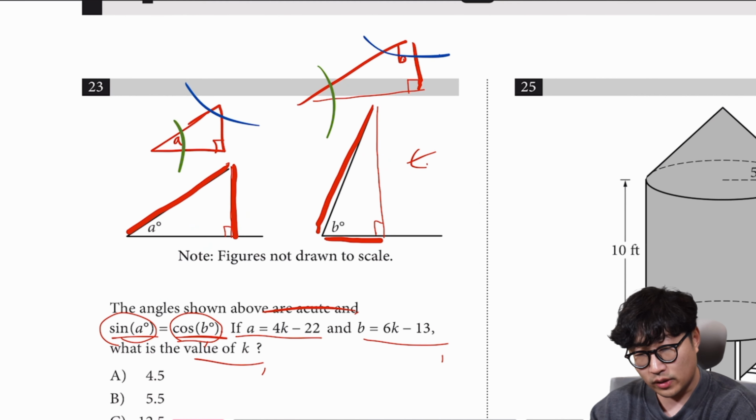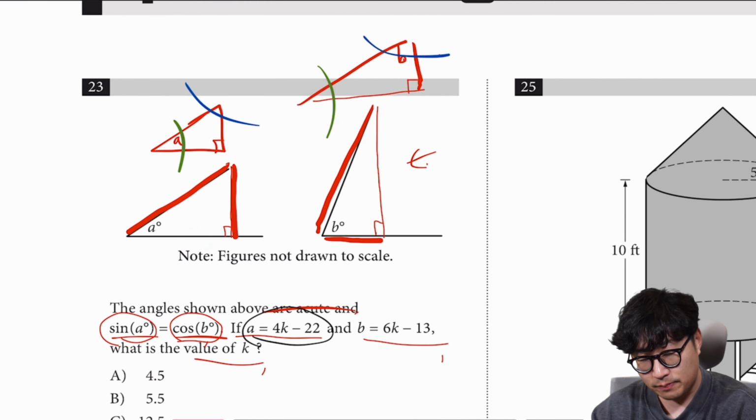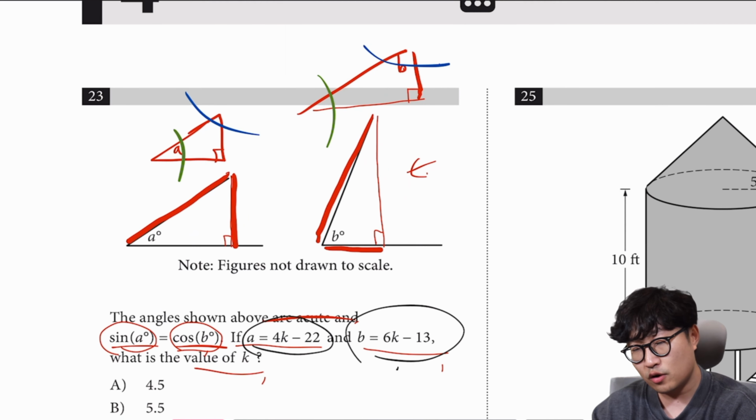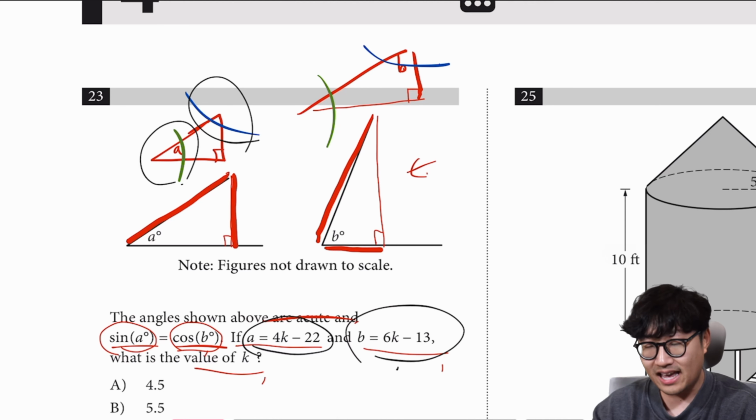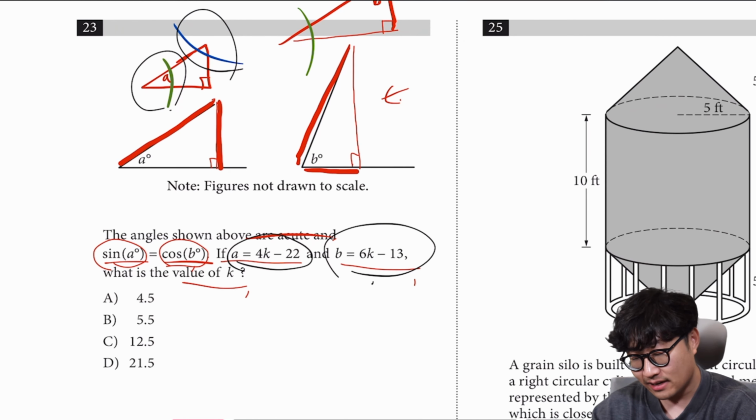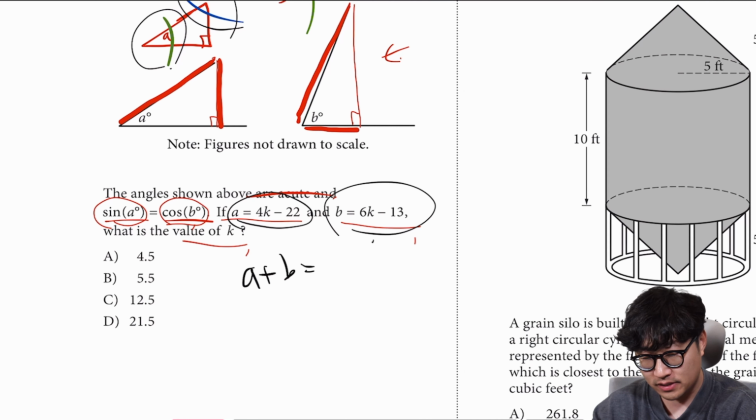So what they're saying is A is this and B is this. What is the value of K? What do you know about the green angle and the blue angle together? Well, they better add up to 90, right? So you can say A plus B is equal to 90.